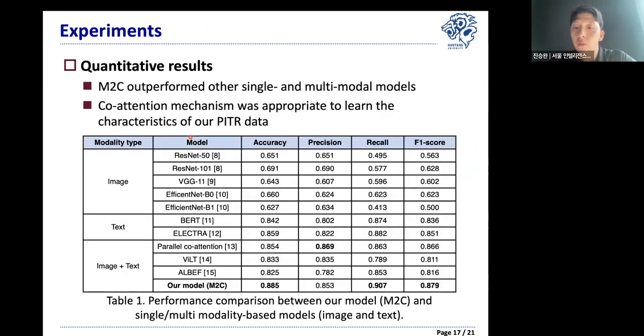As shown in table 1, our model M2C outperformed other single and multimodal models, and parallel co-attention was the second highest. These results demonstrate the effectiveness of the hierarchical co-attention technique. And especially our two-stage co-attention was more appropriate for learning the characteristics of our data.